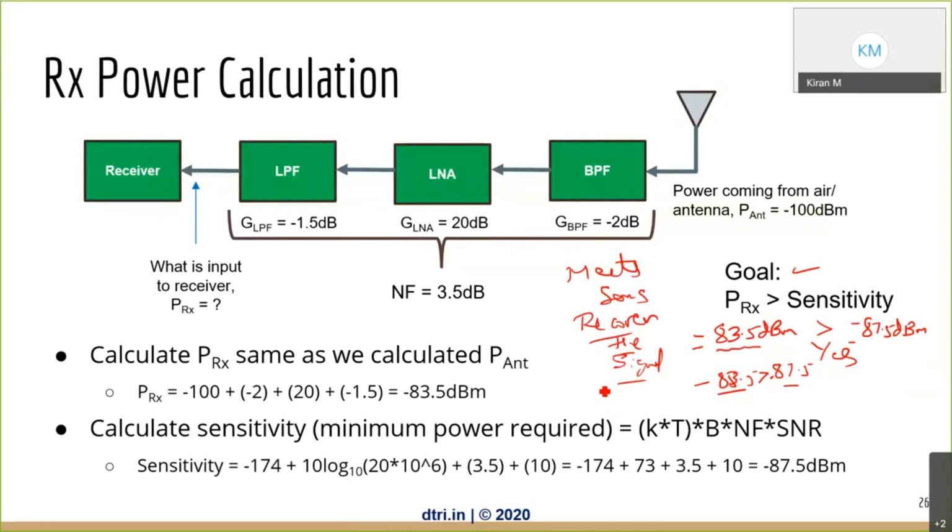But if you're designing a practical 3G, 4G or 5G system, this sensitivity number is given by 3GPP. So you have to design a system such that you meet the condition given by 3GPP.